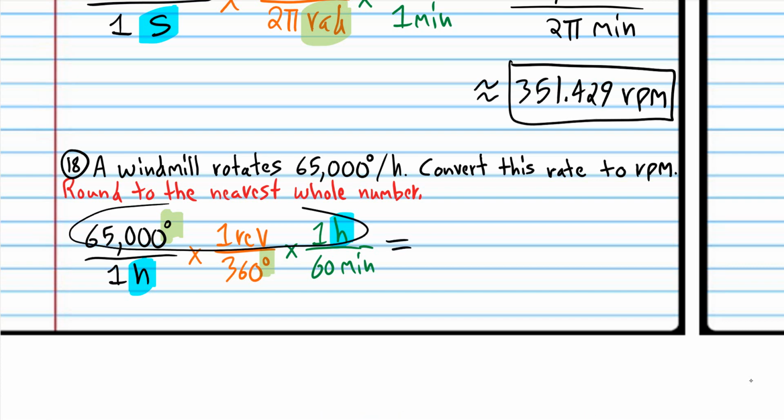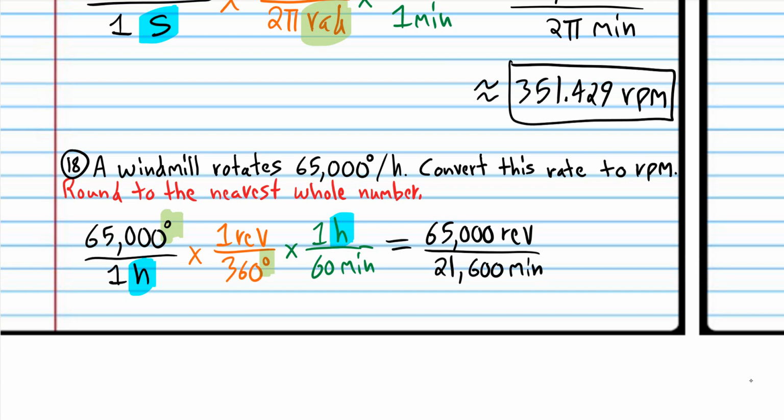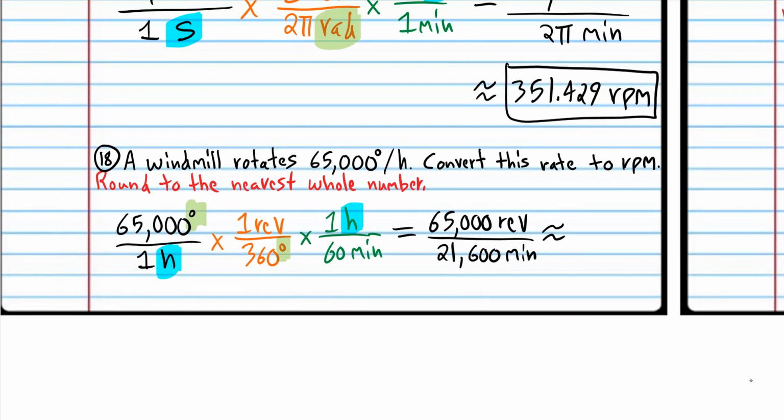So now let's multiply, and we get 65,000 revolutions. 1 times 360 is 360. And then 360 times 60 is 21,600 minutes. And now we want to divide those numbers. So if we divide, we get approximately 3 RPMs. So if you got that one right, good job.